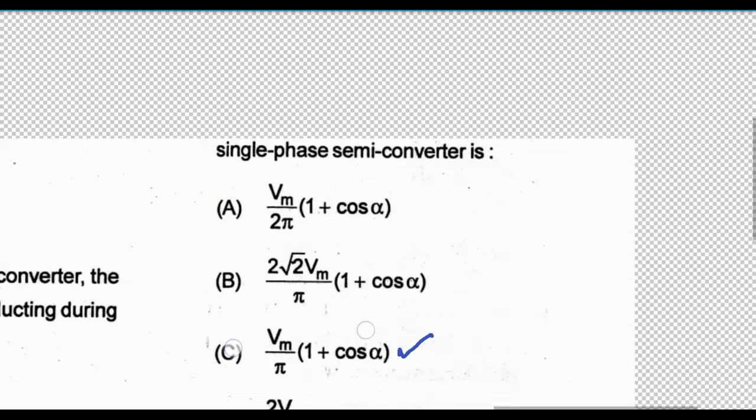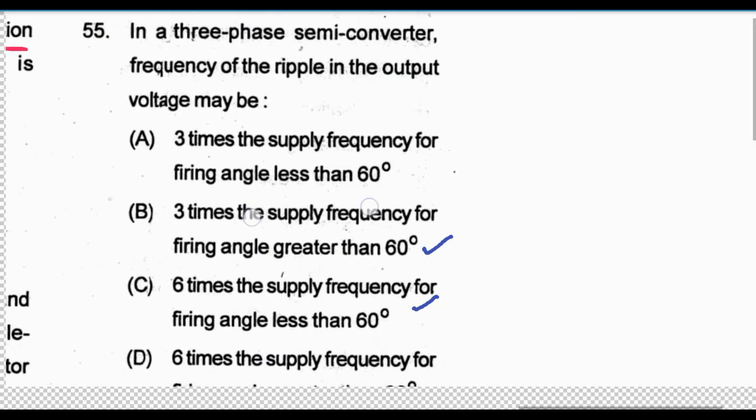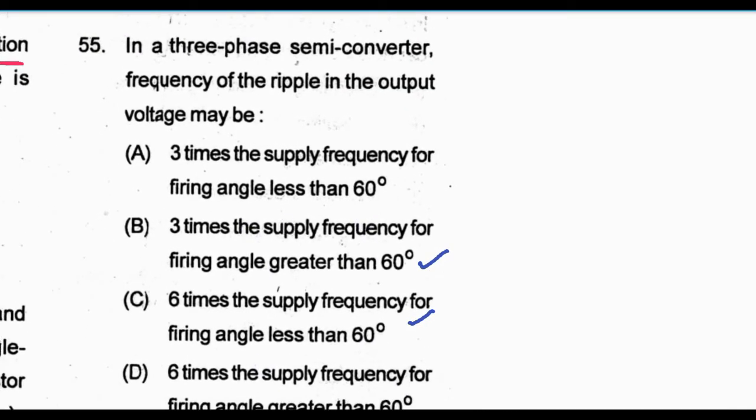Next question is question number 55. In a three-phase semiconverter, frequency of ripple in the output voltage may be. So in case of three-phase semiconverter, frequency of ripple in the output voltage is 3 times the supply frequency for firing angle greater than 60 degree.